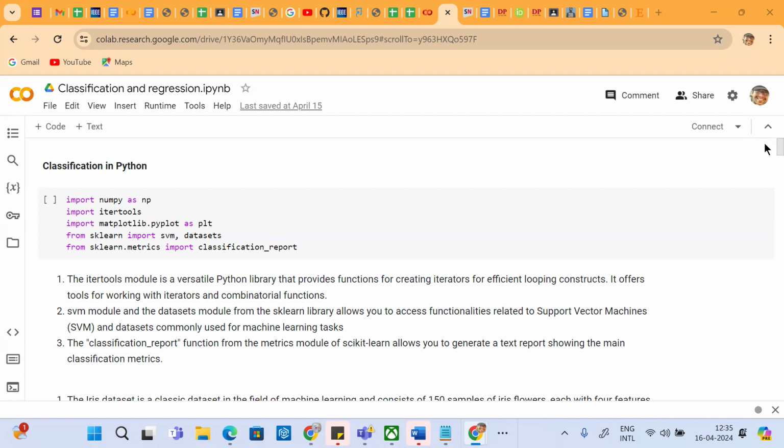Why are we taking it? See, if we are doing a novel problem, a new problem, we don't need to import datasets. But we are planning to take a dataset which is already pre-existing in sklearn. That is the iris dataset, with flowers classified depending on the petals and so on. And classification report is a function we are importing from sklearn.metrics. It will allow you to generate a text report showing the main classification metrics.